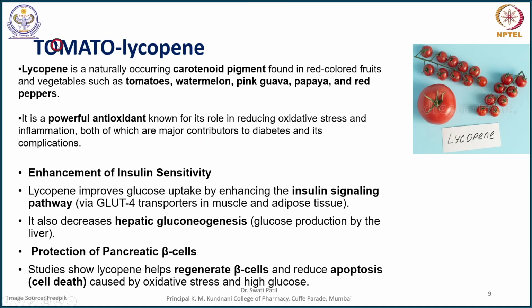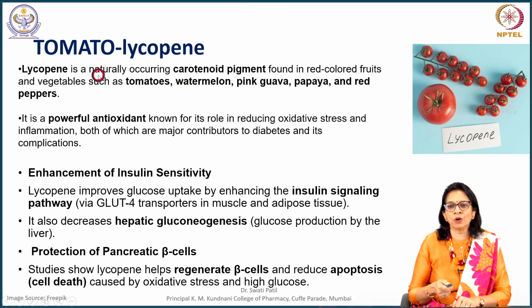An excellent nutraceutical, easily available and very economical, is lycopene, obtained from tomato. There are different sources of lycopene. Watermelon and berries are also rich in lycopene, but tomato, at least in India, is very easily available. It is a naturally occurring carotenoid pigment found in red colored fruits. Tomatoes, watermelon, pink guava, papaya and red peppers are a rich source of lycopene, and lycopene is an excellent nutraceutical which can be used for diabetes.